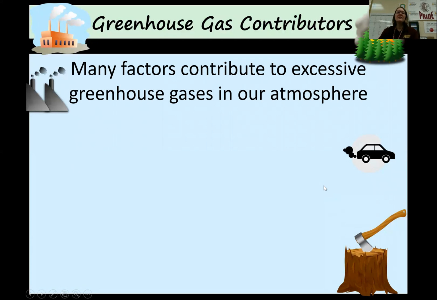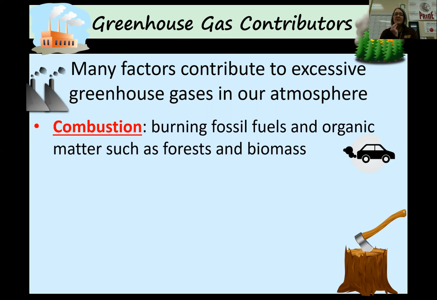All right, so let's talk about the major contributors to greenhouse gas. So obviously there are a lot of different factors. We saw that carbon cycle, right? We saw there's multiple ways that carbon dioxide is getting into our atmosphere. But here's some of the factors we'll talk about that put excessive carbon gases in our atmosphere. Combustion is a big one. Combustion is simply burning of fossil fuels. That means driving cars, any type of burning of organic matter such as forests, so forest fires, burning biomass.